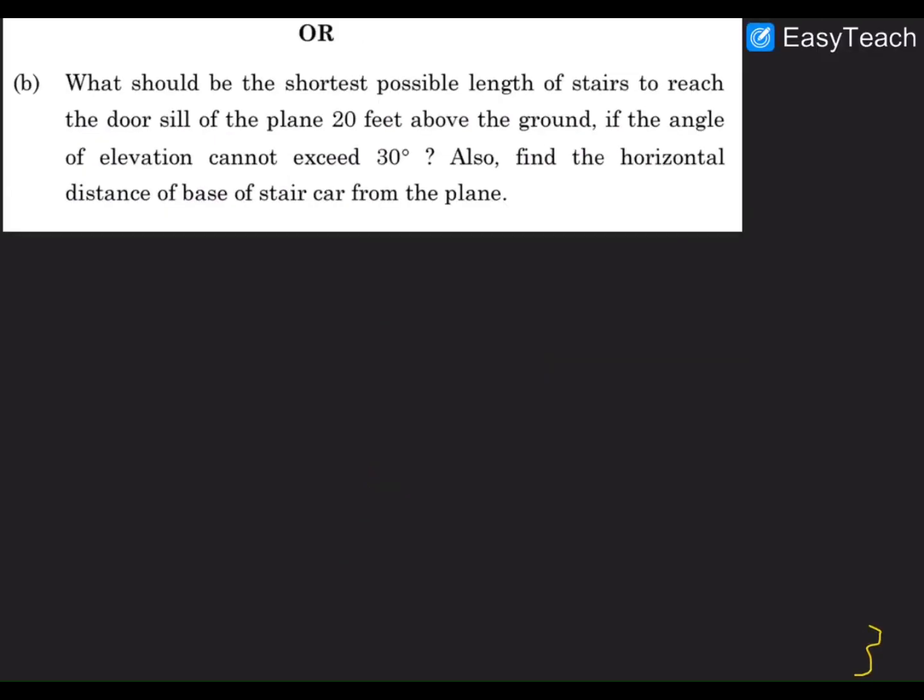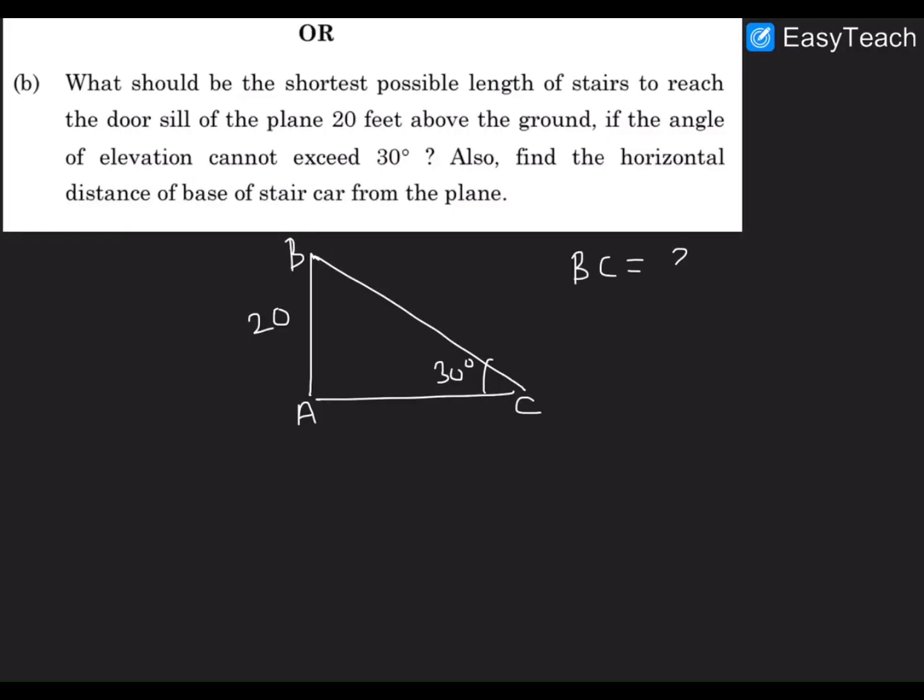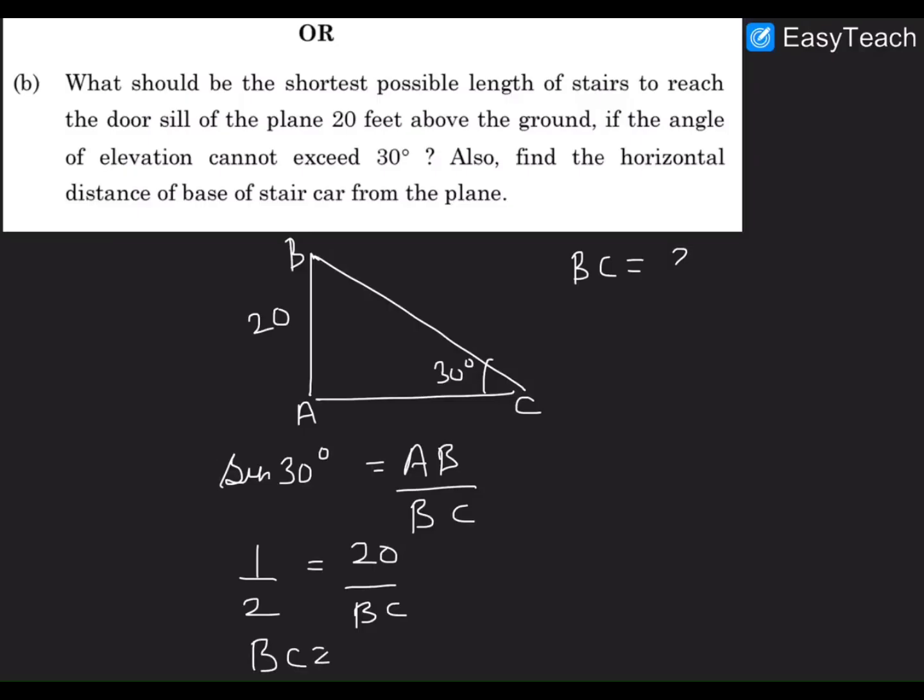Next, we have to find the shortest possible length of the stairs to reach 20 feet above the ground. So this is 20 feet above the ground, and the angle is given as 30 degrees. So for the length of the stairs, that means we need to find BC. So sin 30 degrees equals AB by BC. Sin 30 is 1 by 2, equal to 20 by BC, which gives you BC as 40 feet.